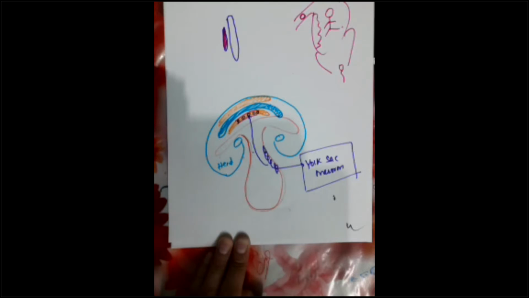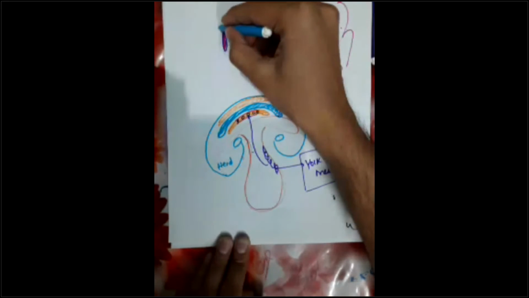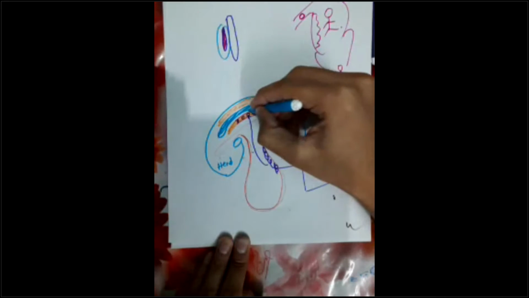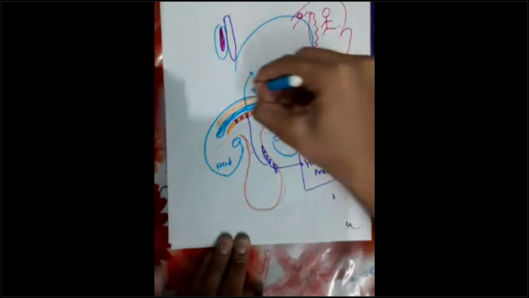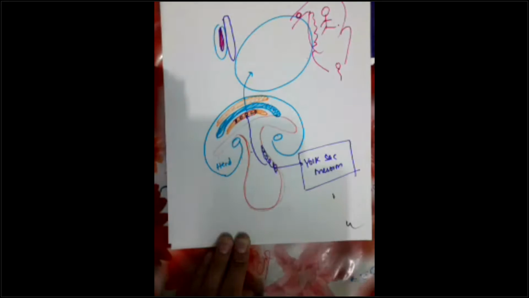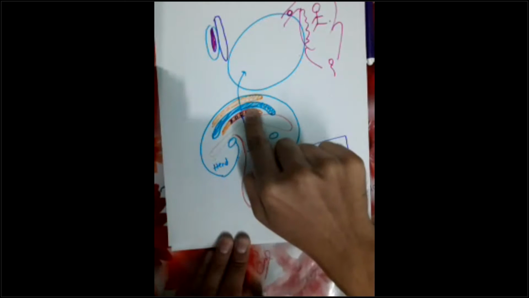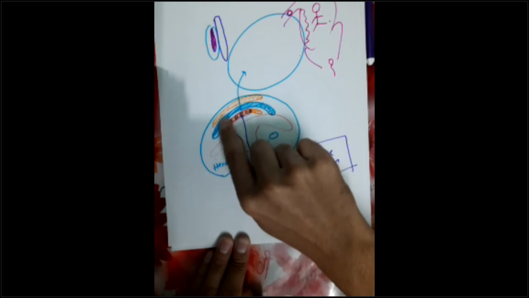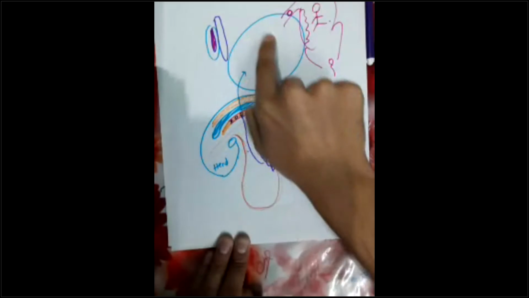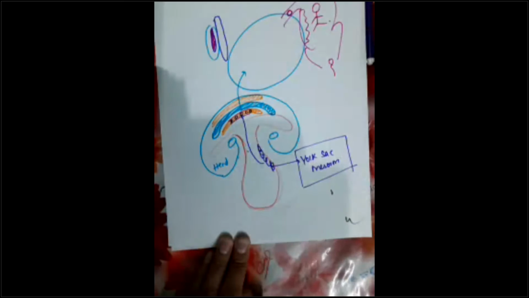So my intermediate mesoderm has formed this genital ridge, which will give rise to my ovary, guys. This is the ovary which is present. So what will my ovary have? These germ cells which have migrated to my intermediate mesoderm, present in the genital ridge, will be present in my ovary now.